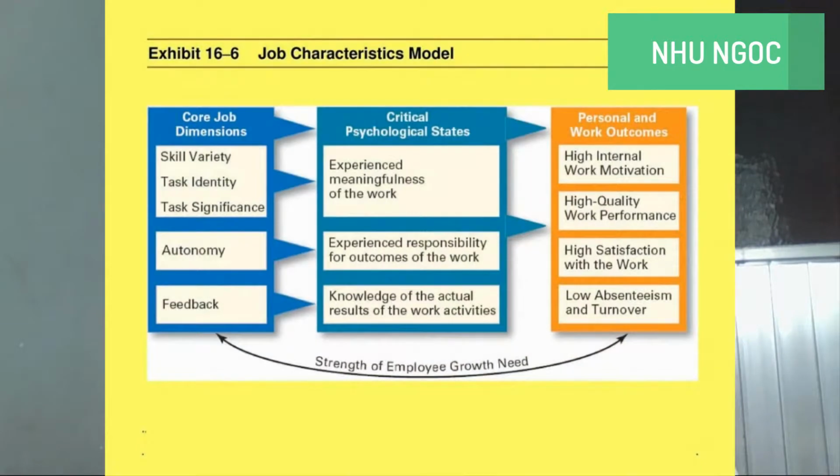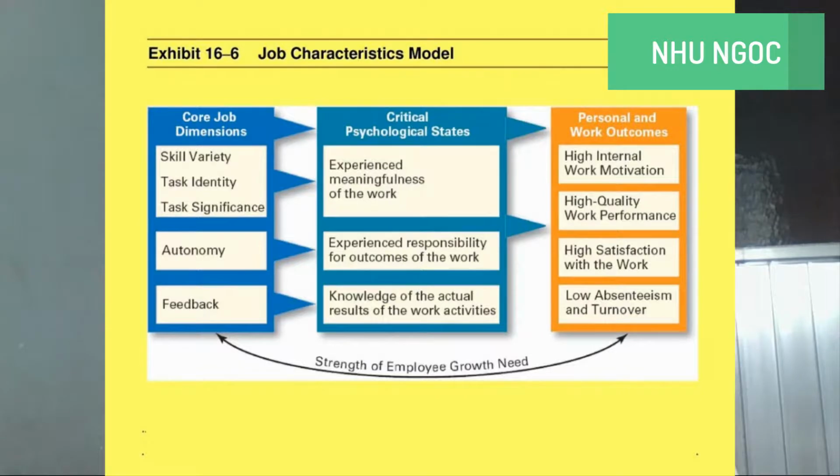Job Characteristics Model (JCM), a framework for analyzing and designing jobs that identifies 5 primary core job dimensions, their interrelationships, and their impact on outcomes. 5 core job dimensions: skill variety, task identity, task significance, autonomy, feedback. The JCM is shown in Exhibit 16.6.